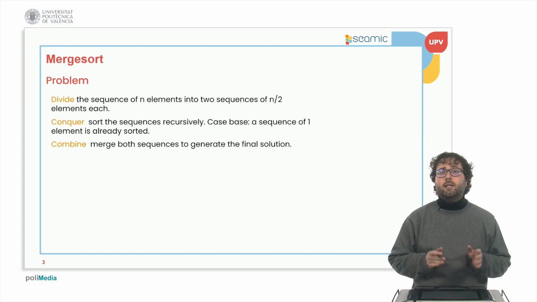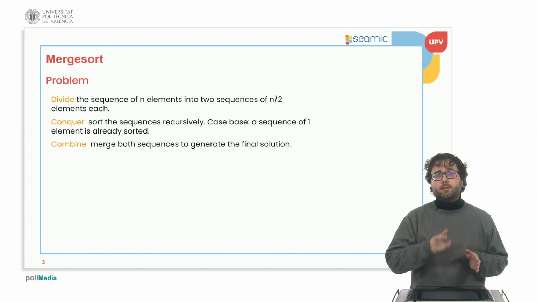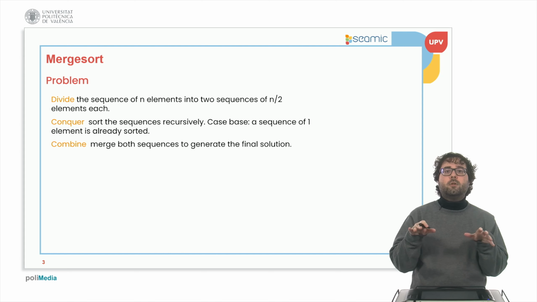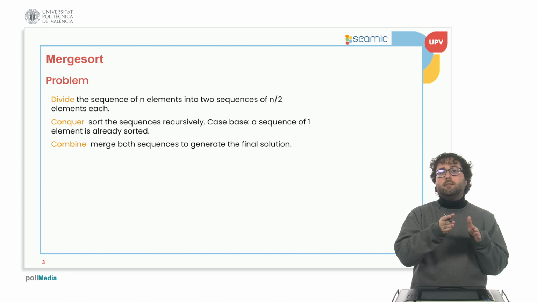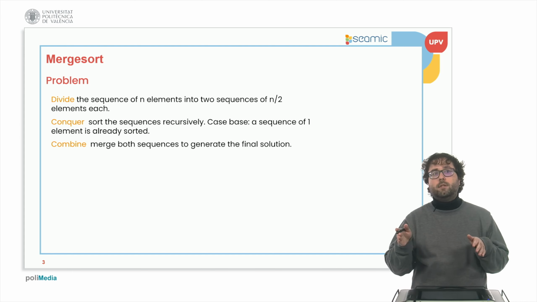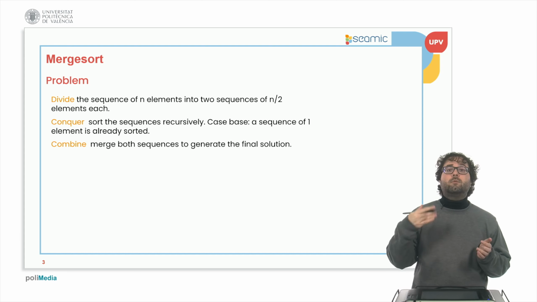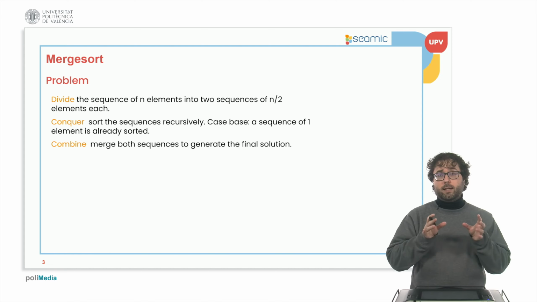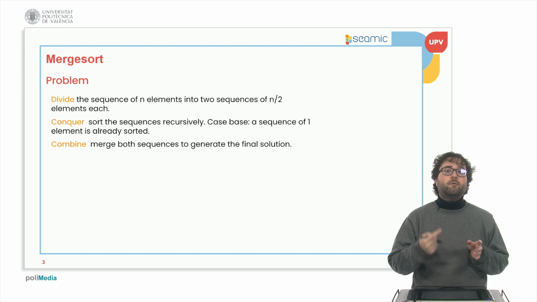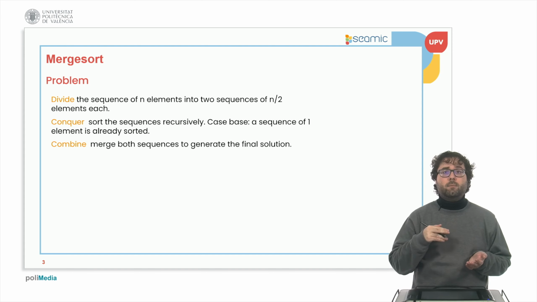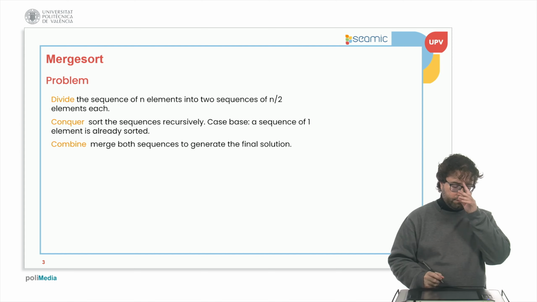This algorithm follows a divide and conquer strategy in which the divide phase consists in splitting, as always, the problem in two subproblems. In this case, it is creating two new subsequences with half the values on one and the other half on the other one. On the conquer phase, what we want to do is sort the sequence recursively until we reach the base case, which would be having sequences of only one element, because these sequences would already be sorted. And finally, on the combine phase, what we do is merge the sequences to generate the final solution.